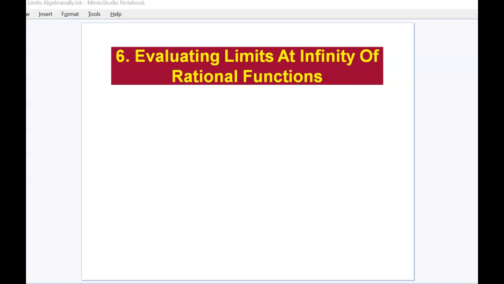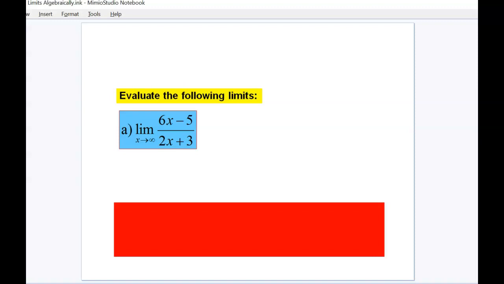We're going to continue in section 2.2 with evaluating limits algebraically. And now we're going to look at limits at infinity dealing with rational functions. Say we're asked to evaluate the limit as x approaches infinity of 6x minus 5 over 2x plus 3. Now, I'm going to show you the algebra involved to evaluate this limit. And then for this question, we're going to be able to develop a shortcut rule.